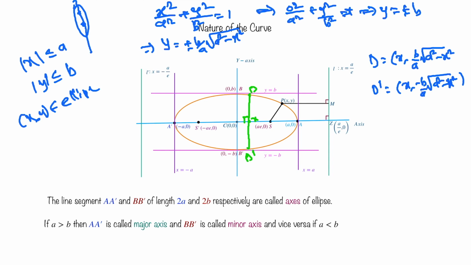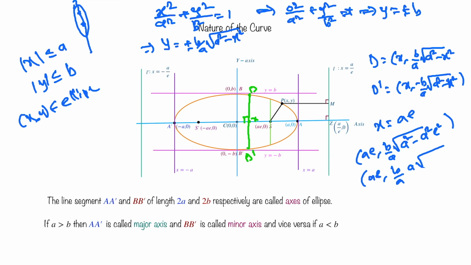In particular, if you are interested in the latus rectum, what is a latus rectum? A double ordinate through the focus. That means here x is going to be equal to ae. So this is a double ordinate through S. What will be the endpoints here? If x equals ae, let's see. (ae, (b by a) under root a square minus a square e square). Taking out a, I write (ae, b times under root 1 minus e square), after this a cancels.